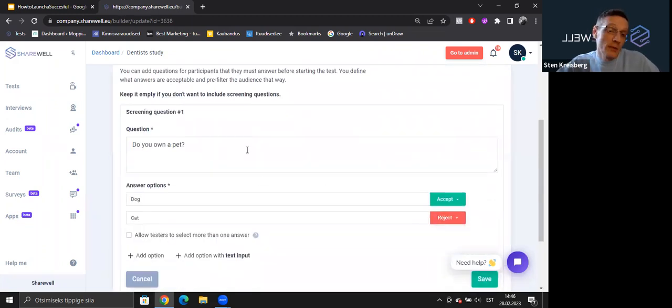Now I have two different audiences, male and female, but I also want to understand, have you visited a dentist in the last 6 months? So I want to understand whether they have done it or not. If yes, then it's good, then I want them to participate in the test. If they say no, then no.